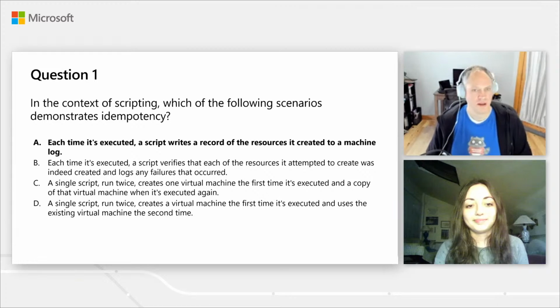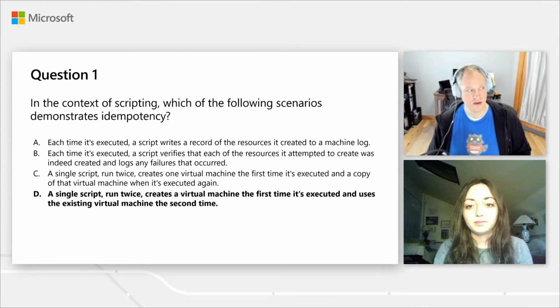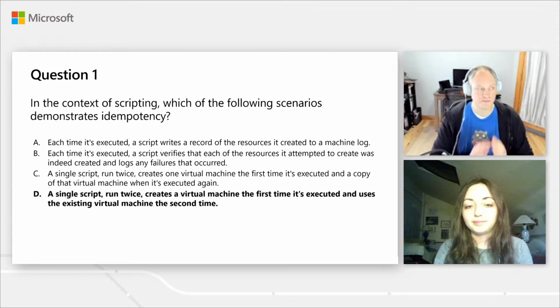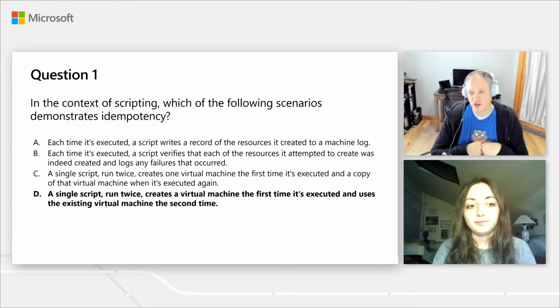Okay. Well, I think that takes us to D. Now before we cover that one, let's peek in and see how we're doing in the poll. Right now it's split dead even between C and D. So you thought it wasn't C, and we're about to talk about D. So let's see who's getting it right here in the poll. So D is a single script which is run twice, creates a virtual machine the first time it's executed, and then uses the existing virtual machine the second time it's executed.